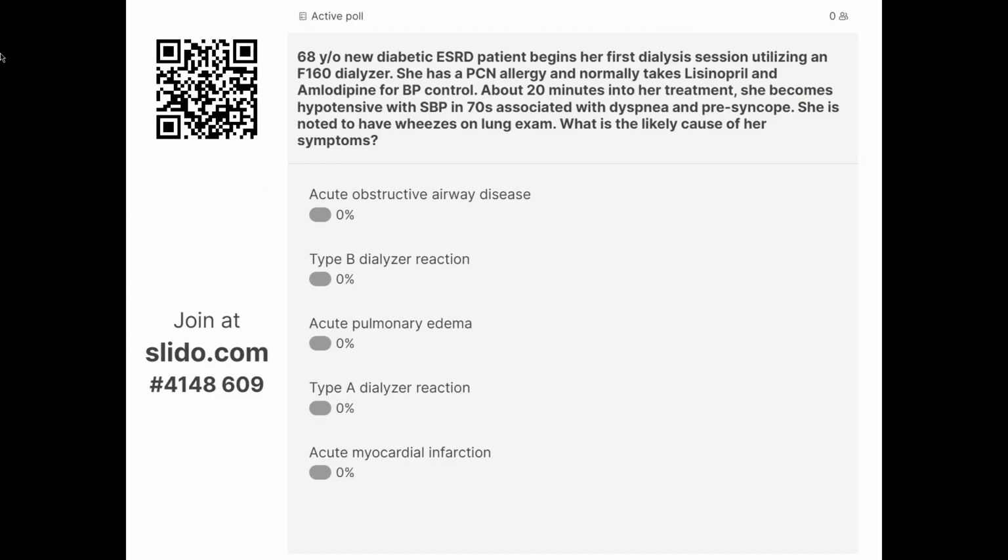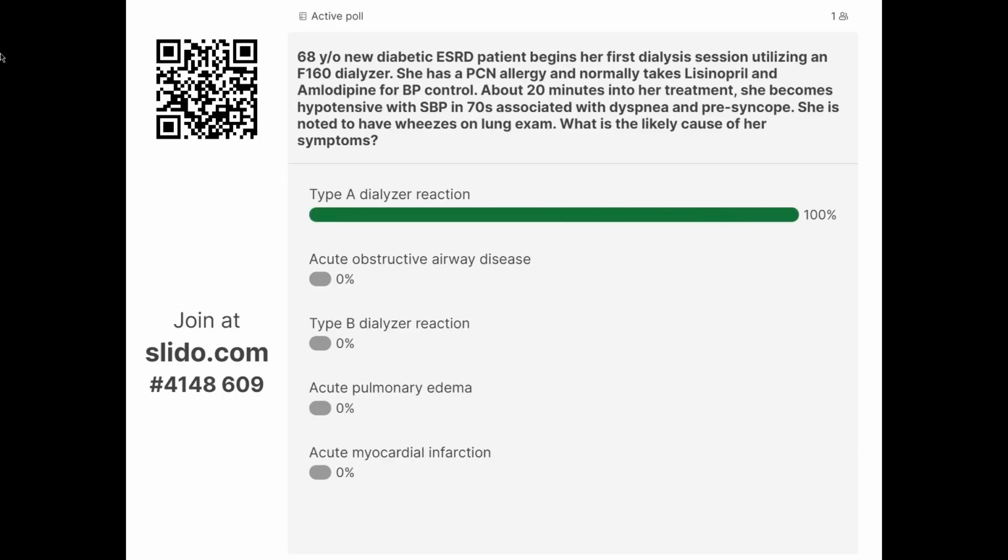All right, the next polling question. This is a 68-year-old new diabetic ESRD patient. She begins her first dialysis session utilizing a Fresenius F160 dialyzer. She has a penicillin allergy and normally takes lisinopril and amlodipine for blood pressure control. About 20 minutes into her treatment, she becomes hypotensive with systolic blood pressure in the 70s associated with dyspnea and pre-syncope. She's noted to have wheezes on lung exam. What is the likely cause of her symptoms? So read the script carefully. She has a penicillin allergy, normally takes lisinopril. She's dialyzed with an F160. The reaction occurred about 20 minutes into her treatment.